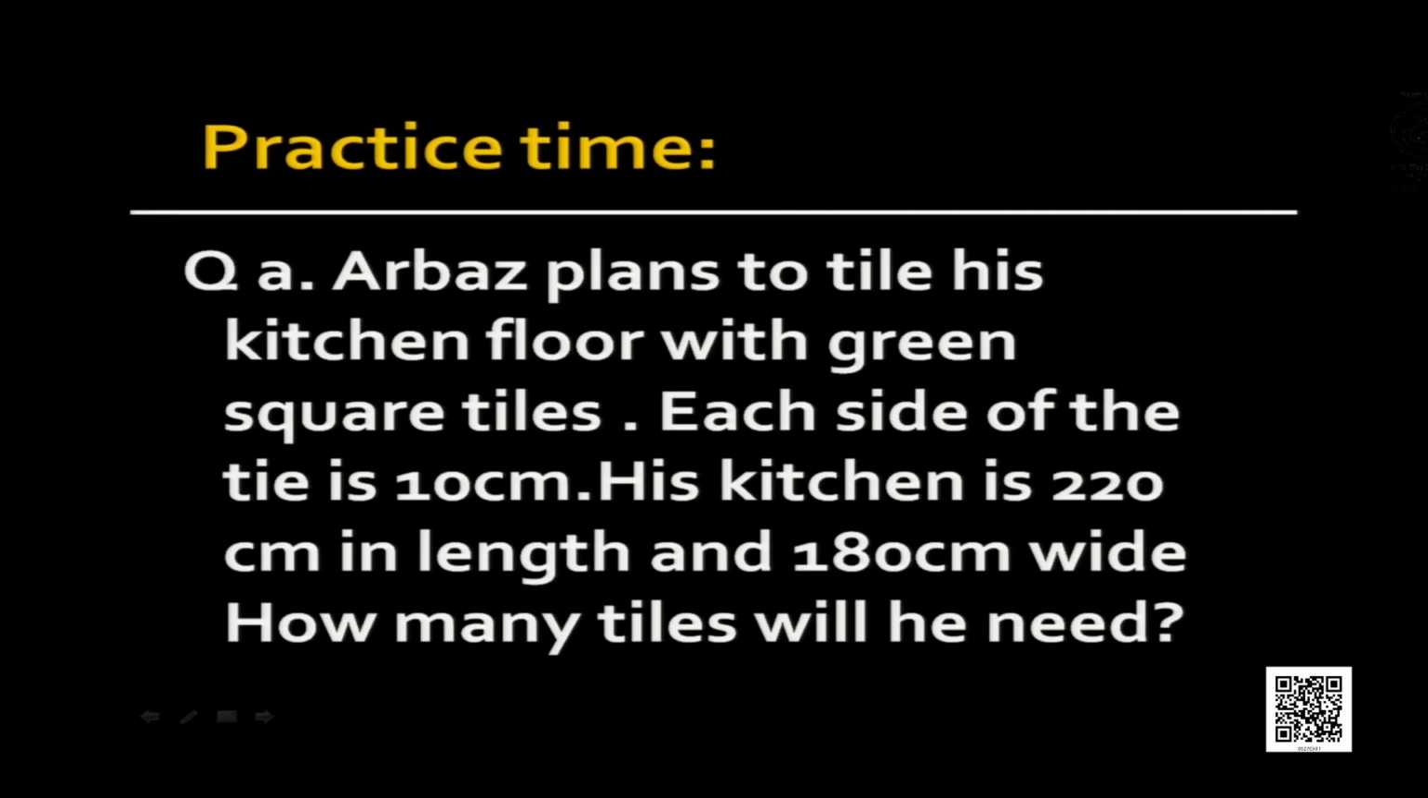So what we have to calculate here? First we have to calculate the area of the floor. Then we have to calculate the area of the single tile. Okay, then we have to divide the area of the floor by the area of each tile. So we'll get the number of tiles required for that floor.